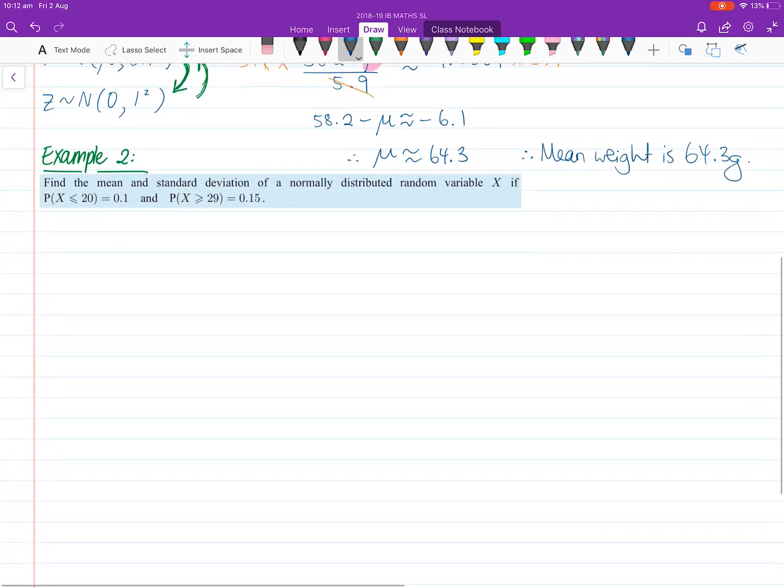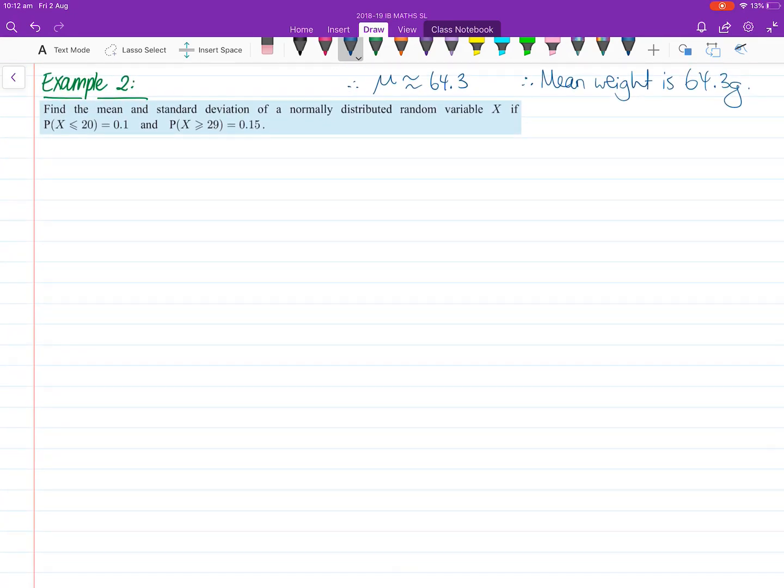I'm just going to scroll down. It says find the mean and standard deviation of a normally distributed random variable x if the probability of x less than or equal to 20 is equal to 0.1, and the probability of x greater than or equal to 29 equals 0.15. Okay, let's first do a sketch again.